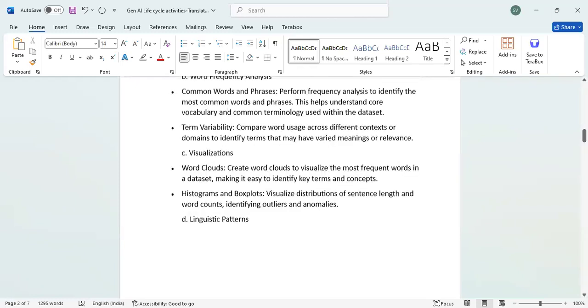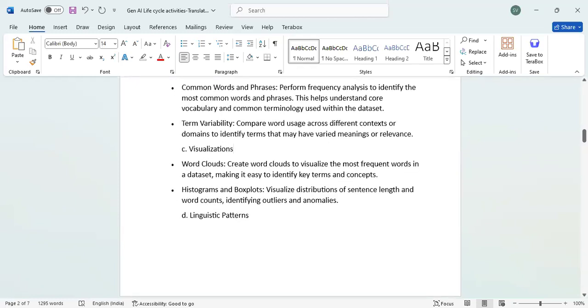It varies. So visualizations, word clouds. Create word clouds to visualize the most frequent words in a dataset. Make it easy to identify key terms and concepts. But we are not doing English to English translation. English to other language translation, we are doing it. But if you are doing massive conversions, yes, these processes or standards need to be followed.